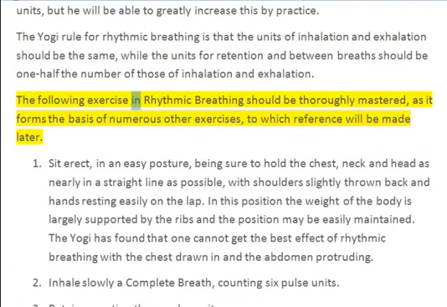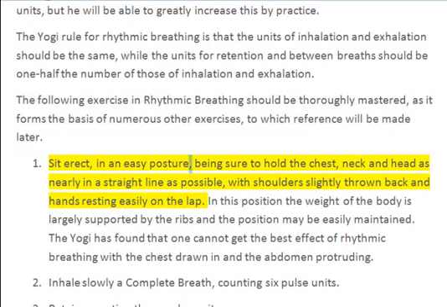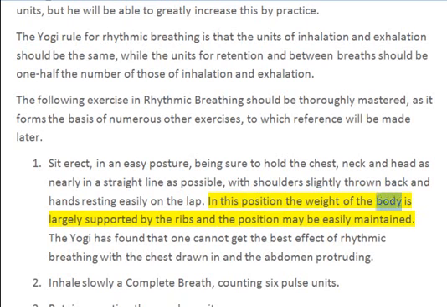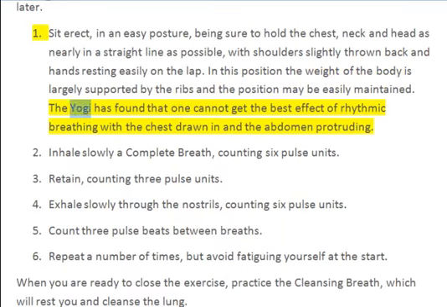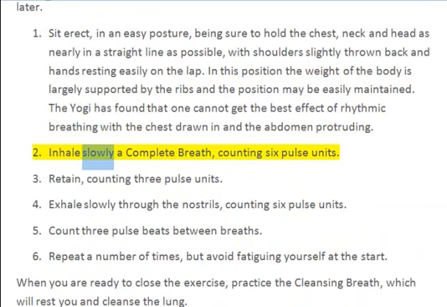The following exercise in rhythmic breathing should be thoroughly mastered, as it forms the basis of numerous other exercises, to which reference will be made later. Sit erect, in an easy posture, being sure to hold the chest, neck and head as nearly in a straight line as possible, with shoulders slightly thrown back and hands resting easily on the lap. In this position the weight of the body is largely supported by the ribs and the position may be easily maintained. The yogi has found that one cannot get the best effect of rhythmic breathing with the chest drawn in and the abdomen protruding. Inhale slowly a complete breath, counting 6 pulse units.